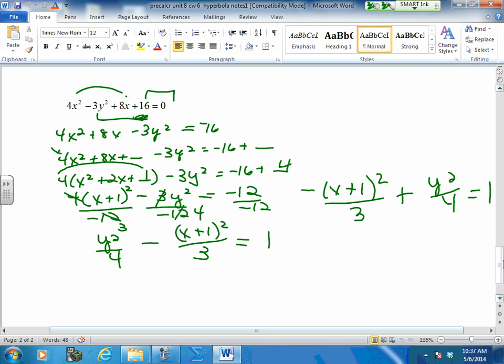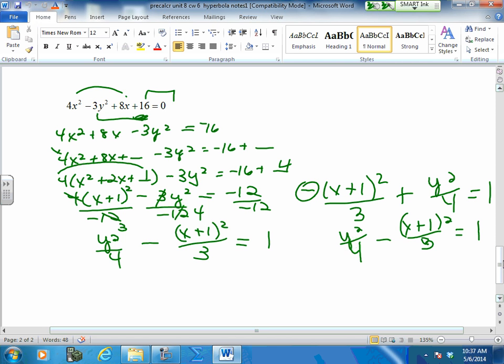Now, could this be an ellipse as it is? No. Why? There's a plus, but this guy's negative. They both have to be positive. So therefore, I have a hyperbola. But my hyperbola has to be positive minus positive. So I got to switch this guy around. Does it matter where I put this negative sign? No. Come on, guys. Minus x plus 1 squared over 3. So there, this is how we end up with our hyperbola.